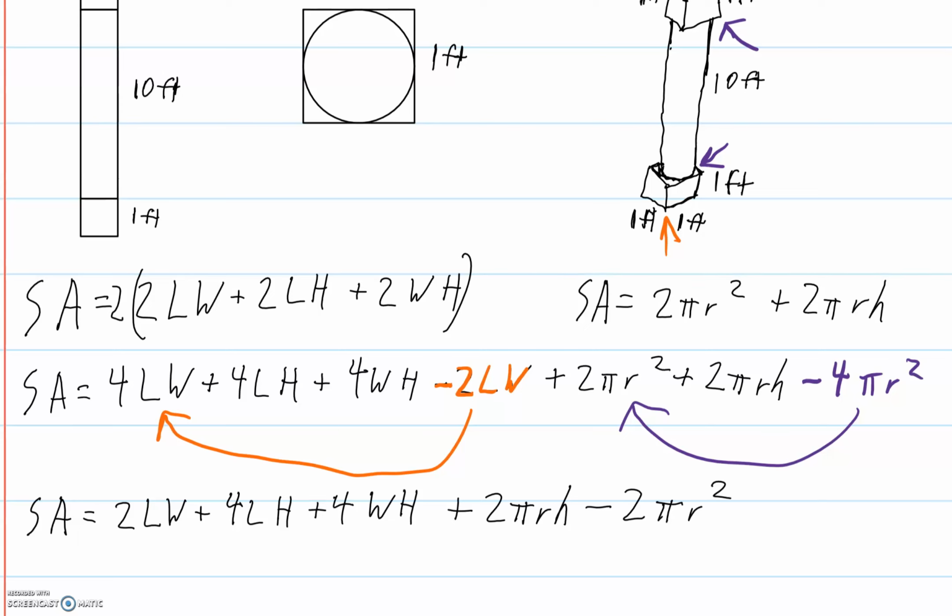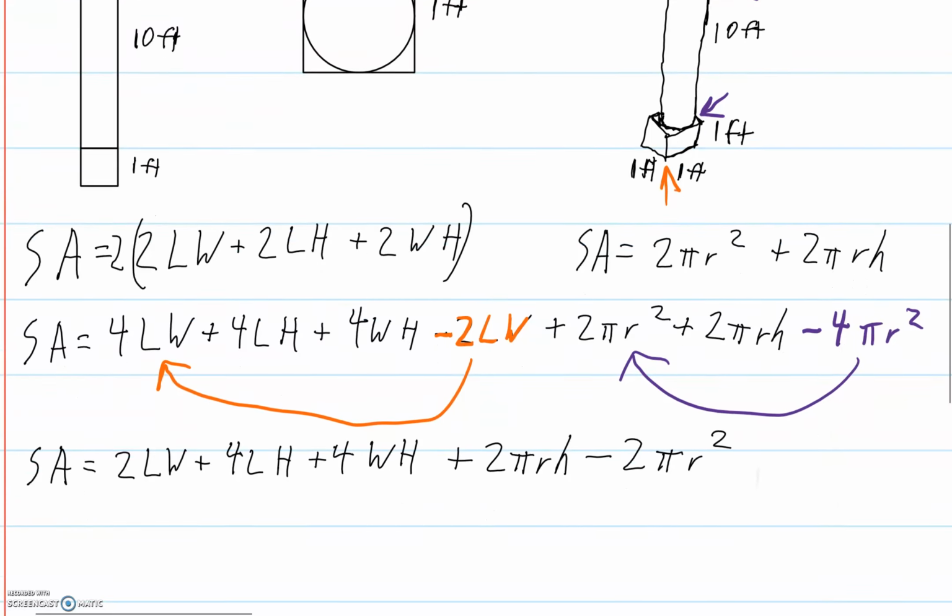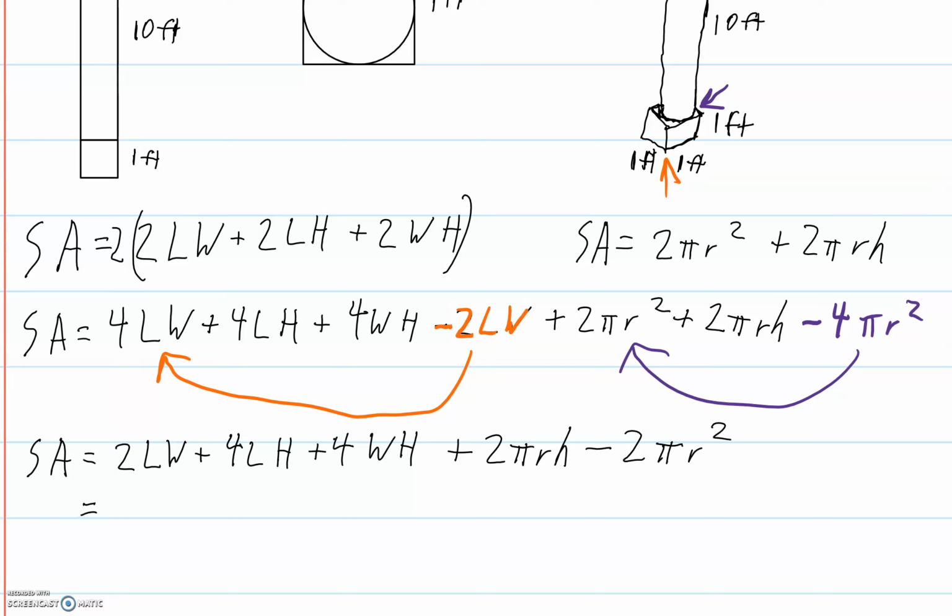Okay, now we can start plugging in some values. L, W, and H are all 1. R, important to notice, is 0.5 feet. So it's actually half a foot. And H is 10. So there's a few things we have to notice. L equals W equals the other H, capital H, which is all equal 1.